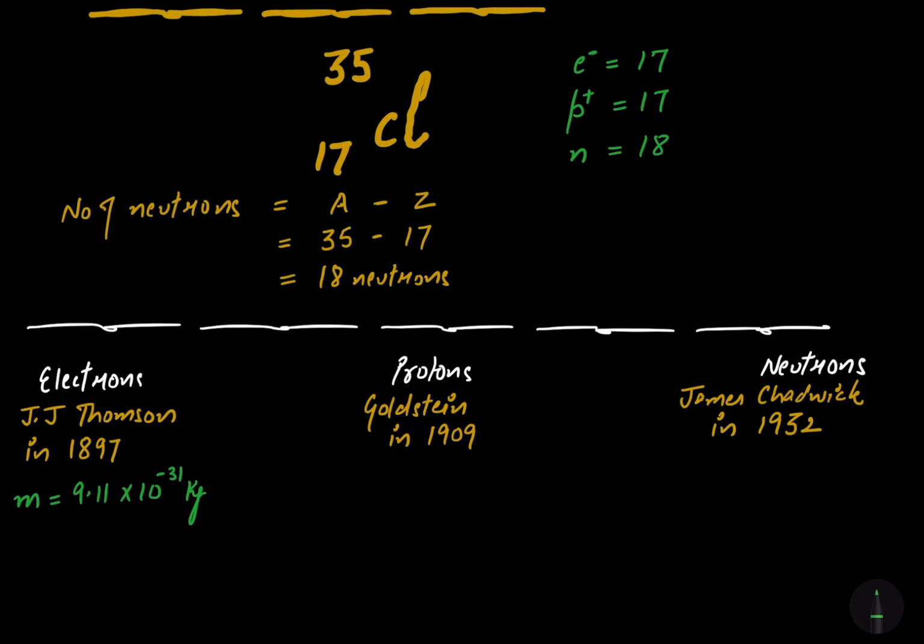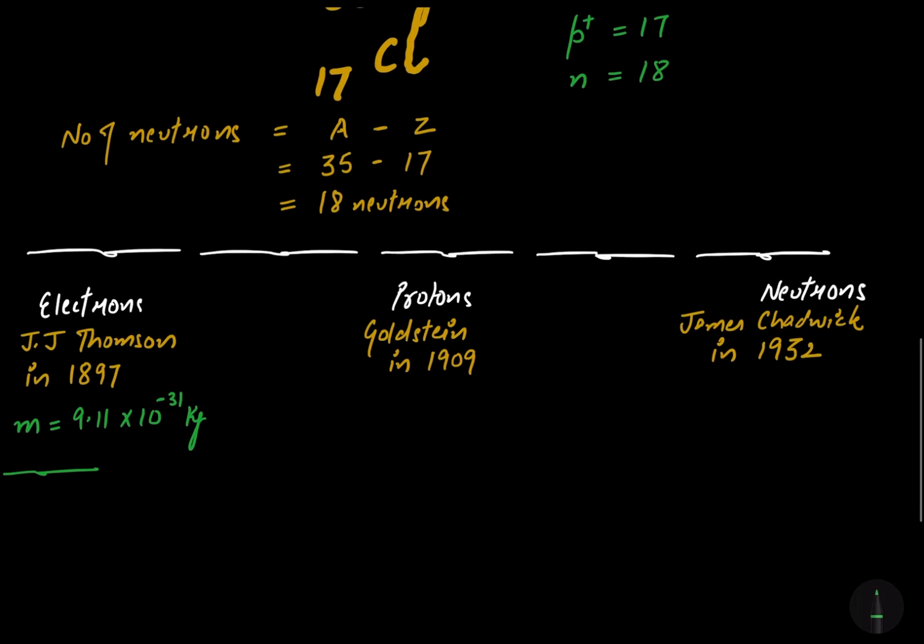Now, charge on electron. The charge on electron has a value of minus e. The minus e stands for minus 1.6 into 10 to the power minus 19 coulombs.